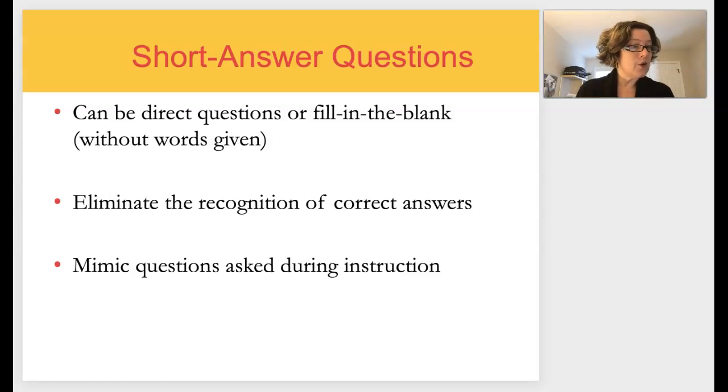The second one here is that they eliminate the recognition of correct answers. So there is no correct answer there. If they really don't have a clue, there's nothing that they can guess. They could write a whole bunch of fun stuff.